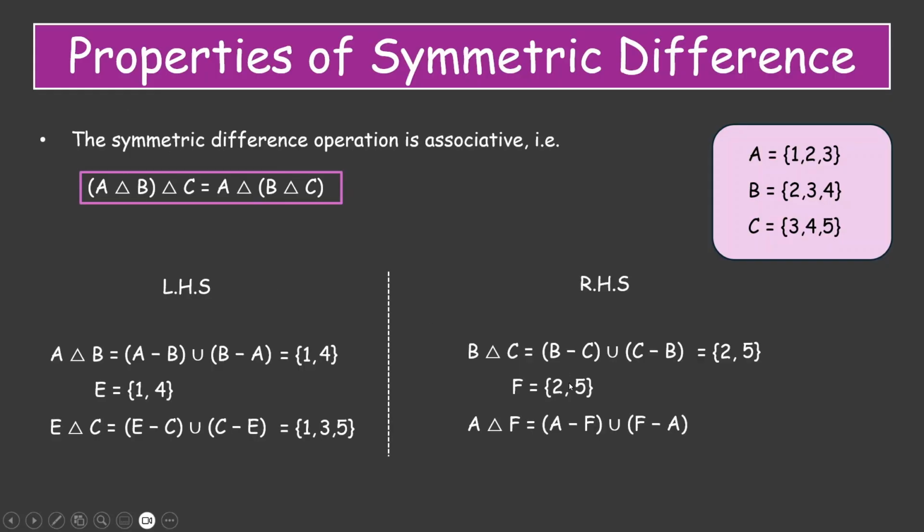Elements which are in A but not in F. A has 1 to 3, but F does not have 1 and 3. So 1, 3. Then elements which are in F but not in A. That means only 5. So we notice that the left hand side and the right hand side are equal, which shows that the symmetric difference operation is associative.